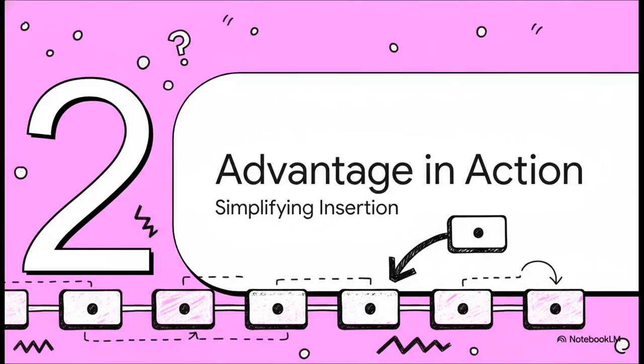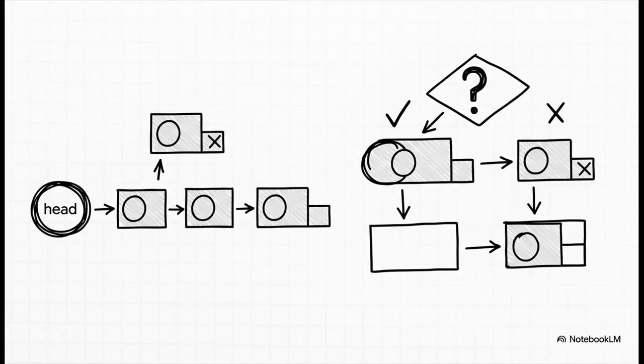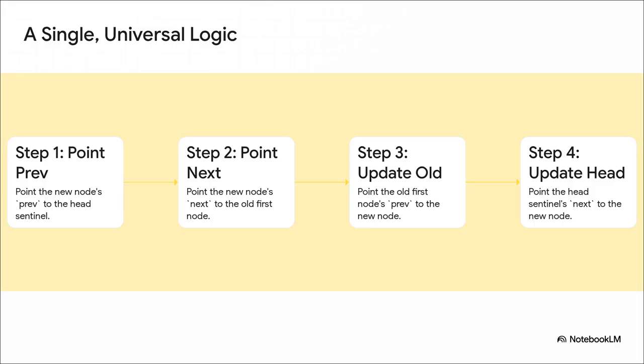Okay, so the theory sounds great, but let's see what this actually looks like in practice. We're going to take a look at one of the most common operations there is, insertion. Now, in a standard linked list, adding a node to the very front is a special case, right? You have to update the main head pointer, check if the list was empty to begin with, all that jazz. But with Sentinels, things are way different. Now pay close attention to these steps.